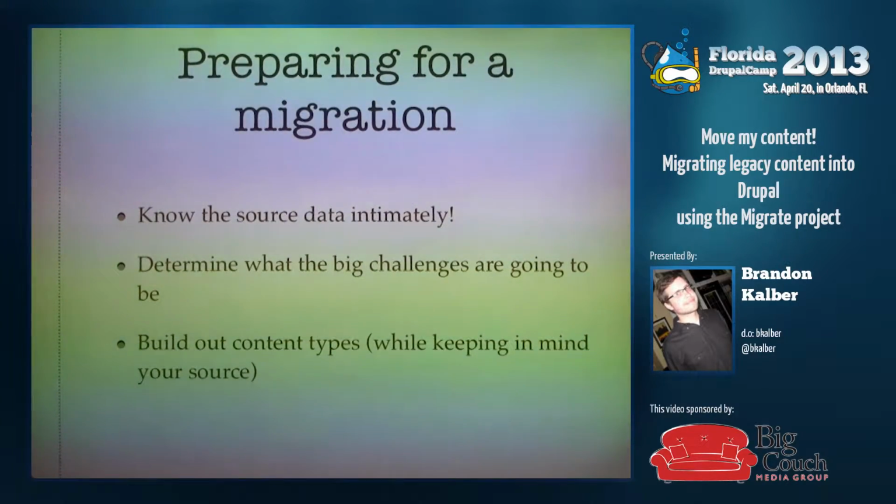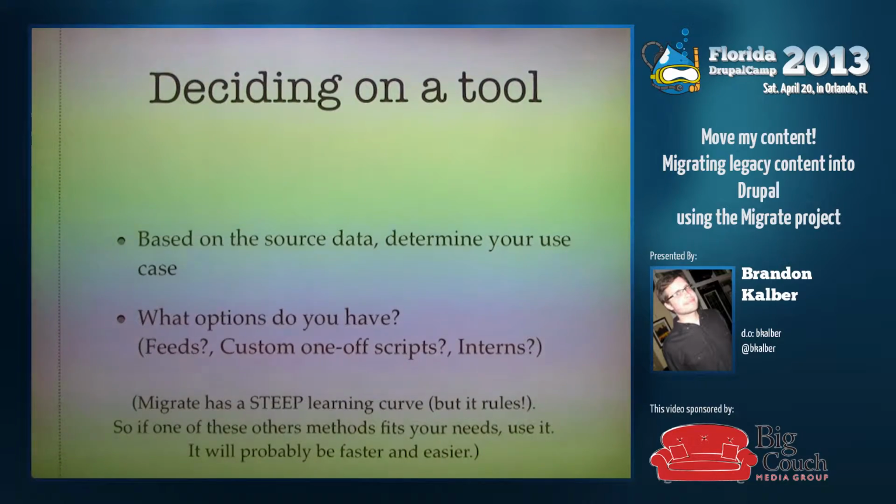After you've done all that, you want to think about deciding on a tool. Again, based on the source data, determine your use case. What I mean by that is, what does your migration need to do? What kind of mappings are you going to have? Do you have a lot of one-to-one relationships, or do you have a lot of circular dependencies, data that's going to reference other data?